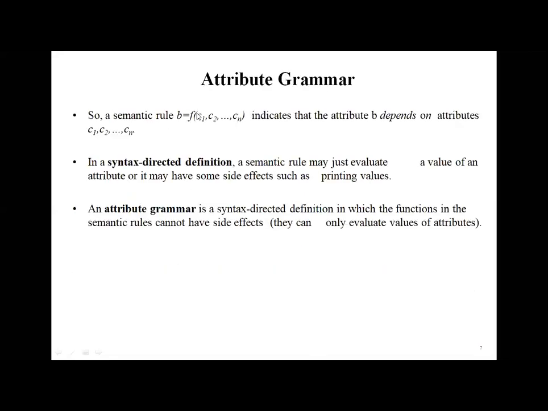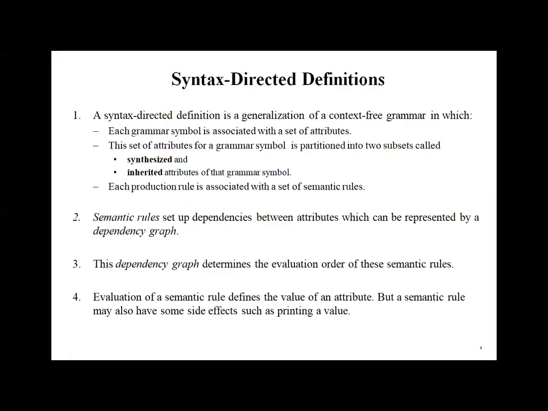Now, obviously there are two types of attributes: synthesized and inherited attributes. Using these attributes, we can prepare some semantic rules, and that sets up dependency between the attributes, which is represented by a dependency graph. This dependency graph determines the evaluation order of these semantic rules. The evaluation of a semantic rule defines the value of an attribute, but a semantic rule may also have some side effects, such as the printing of a value.